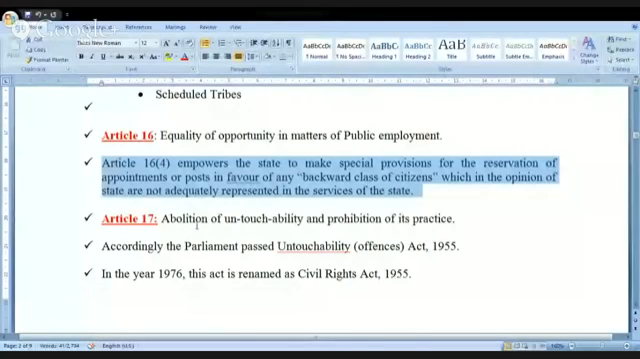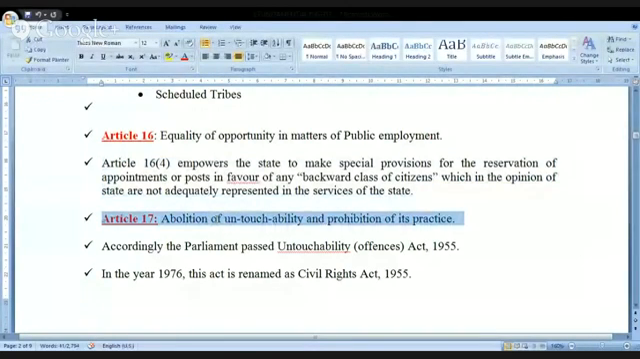Next, I'm going to the next one here. It is Article number 17. It talks about the abolition of untouchability and prohibition of its practice. Look at this. What is the meaning of this? Abolition of untouchability and prohibition of its practice.